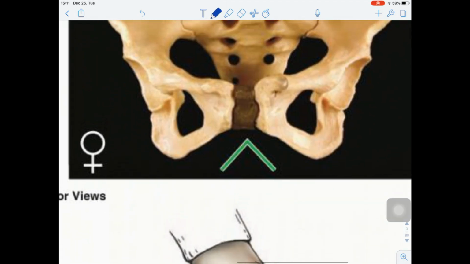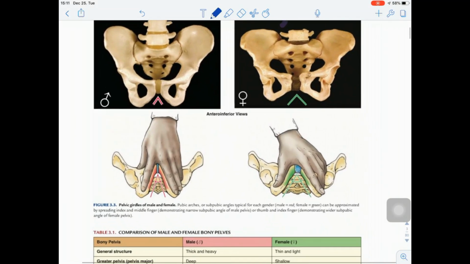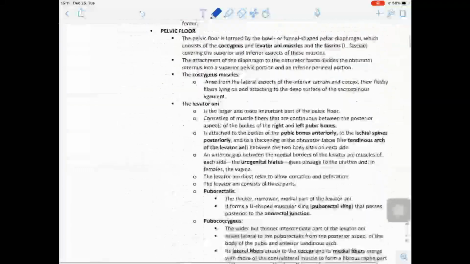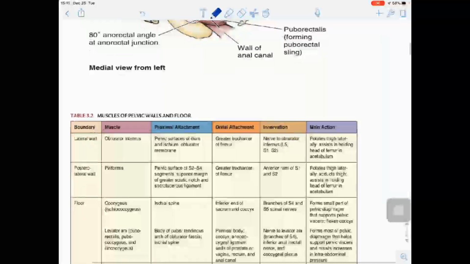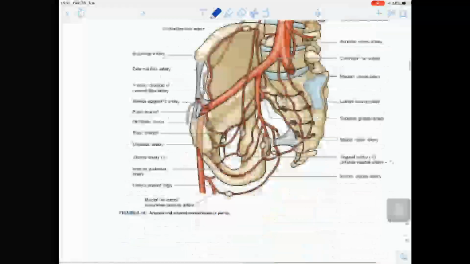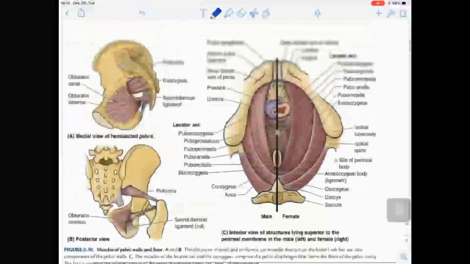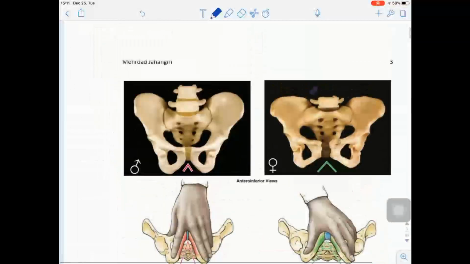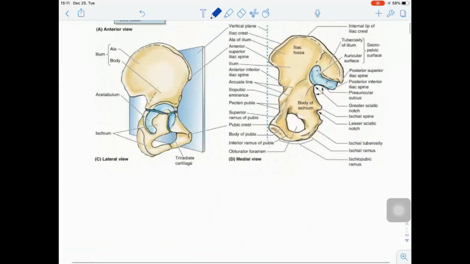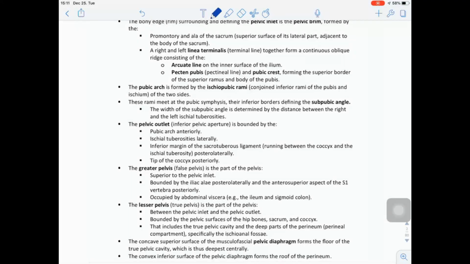So now, let's talk about the borders of the pelvic outlet. That's also something worth talking about, because that's also important. Let me find a good picture of the pelvic outlet. I should move to perineum. Let me just see. So the pelvic inlet is here.